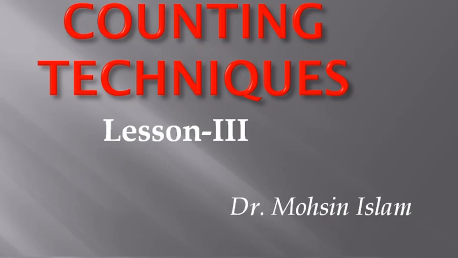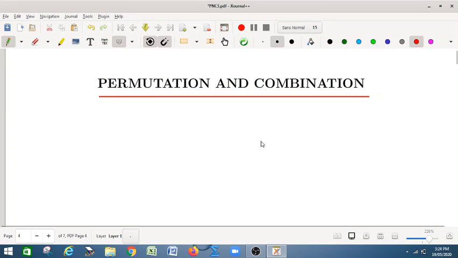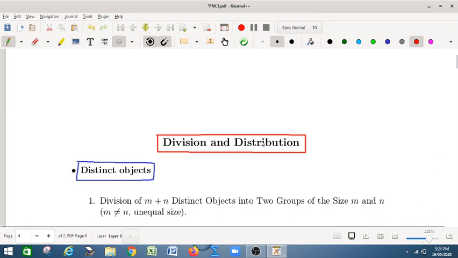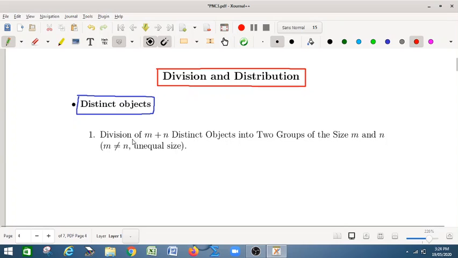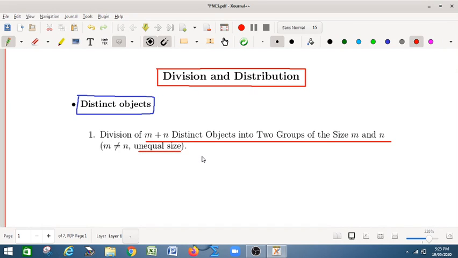So let's come to the lecture today. What we'll do basically is division and distribution. So first we'll talk about distinct objects. Division of m plus n distinct objects into two groups of size m and n, m not equal to n, unequal size. That is division of distinct objects, the total number of objects is m plus n, into sizes m and n, unequal size.